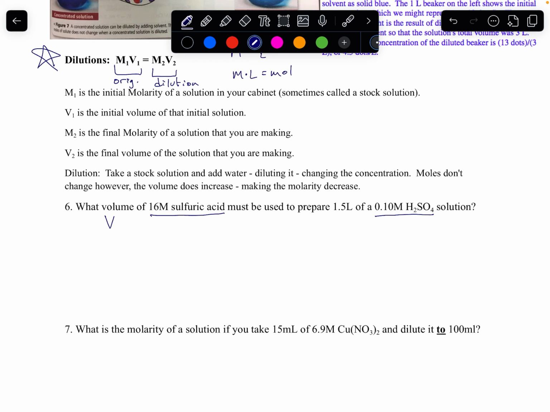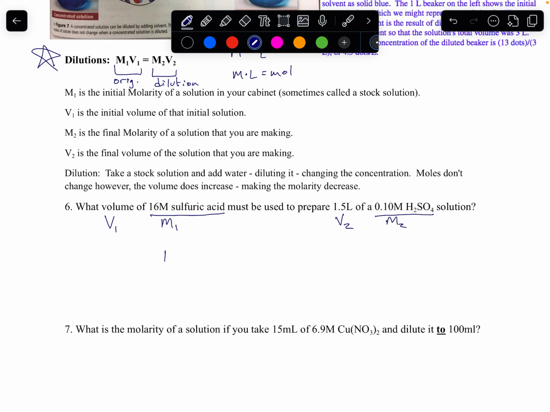So I'm looking for a volume. I'm just going to put V here for right now. I want the volume of the 16 molar sulfuric acid. So 16 molar, that's my molarity. This is the bigger molarity, my starting molarity, so I'm going to call this M1. Coming back to that volume, I want to know how much of that 16 molar sulfuric acid I need, so that's going to be my V1. Now the solution I'm trying to make is the 0.1 molar, so that's going to be my M2. That's my new solution, and I want 1.5 liters of that, so that's going to be my V2.